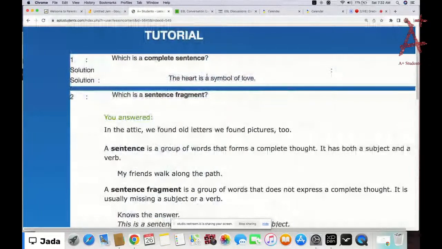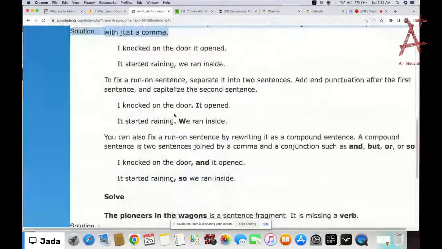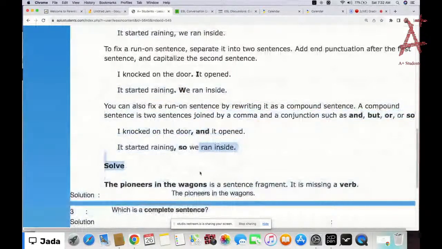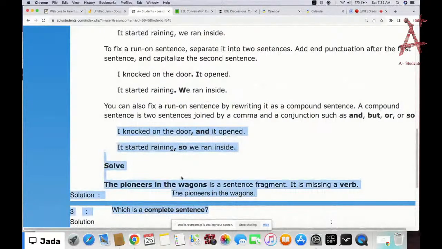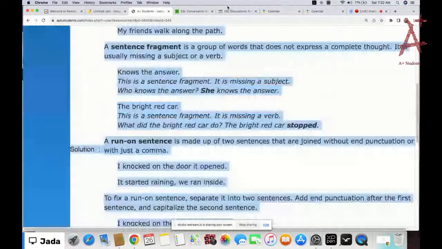So which is a complete sentence? The heart is a symbol of love. And then which is a sentence fragment? In the antique shop, we found old letters, we found pictures too. Is that a sentence fragment or a run-on? That's a run-on. The pioneers in the wagon is a sentence fragment because it's missing a verb. And then, too much sugar is bad for your teeth. That's a complete sentence.